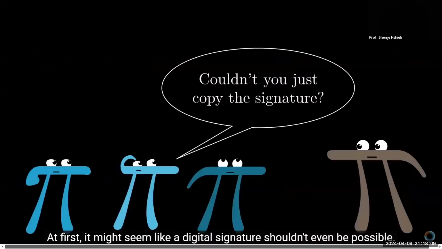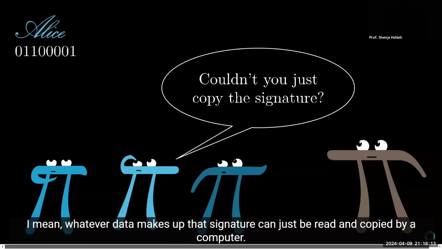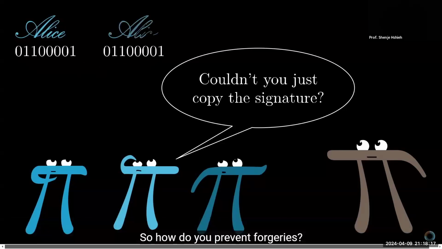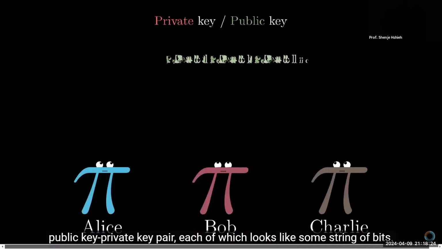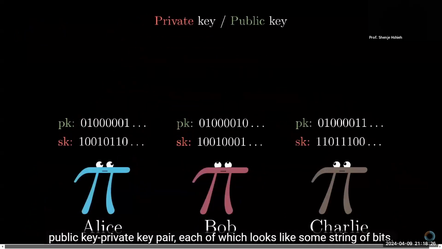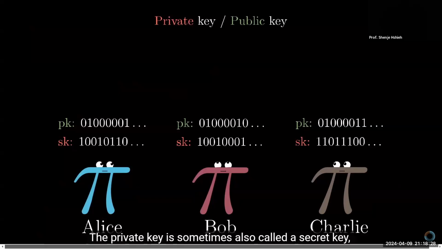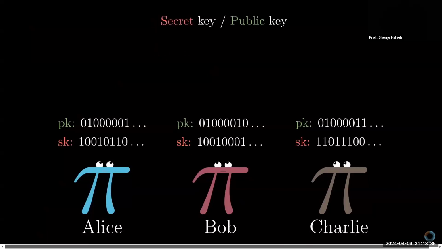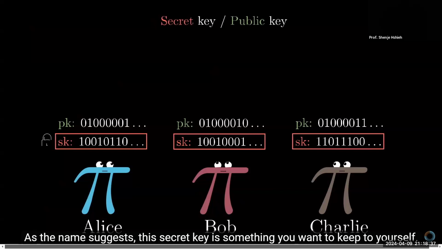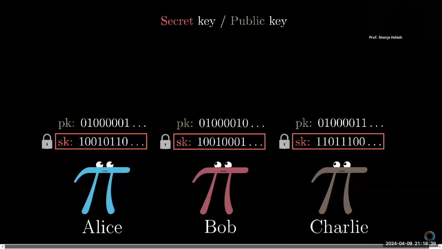At first, it might seem like a digital signature shouldn't even be possible. I mean, whatever data makes up that signature can just be read and copied by a computer. So how do you prevent forgeries? Well, the way this works is that everyone generates what's called a public key private key pair, each of which looks like some string of bits. The private key is sometimes also called a secret key, so that we can abbreviate it as SK while abbreviating the public key as PK. Now, as the name suggests, this secret key is something you want to keep to yourself.